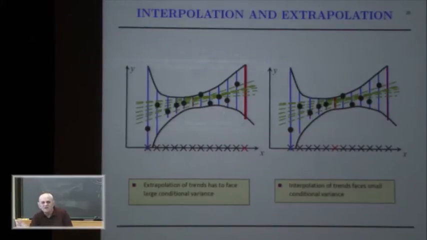Explanation why it so happened. If you predict regression, the worst prediction will be on the borders. It's the biggest variance. So you have linear regression, normal noise, everything. But if you predict on the border, you will have big variance. In the middle, you have small. And that plays this game.